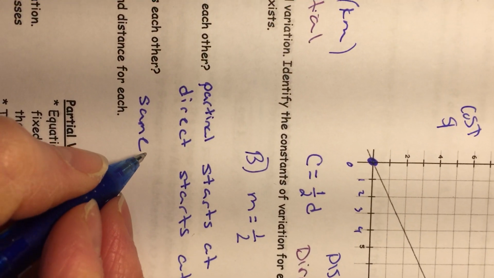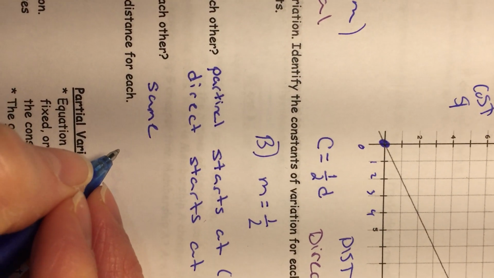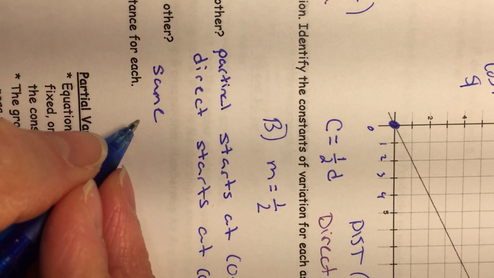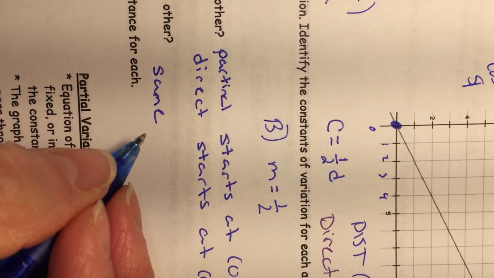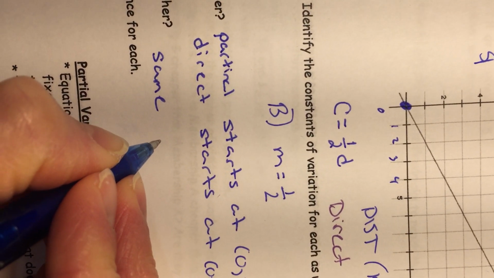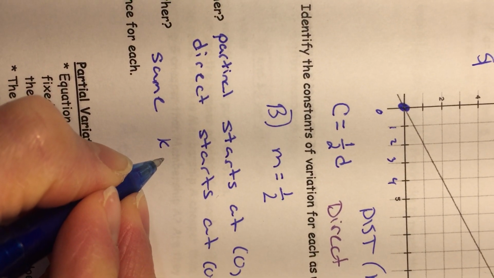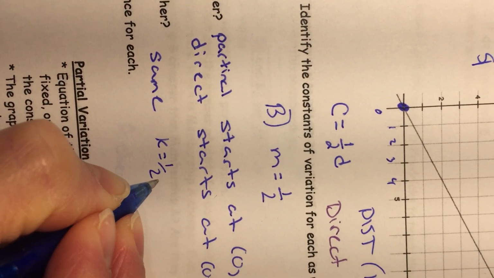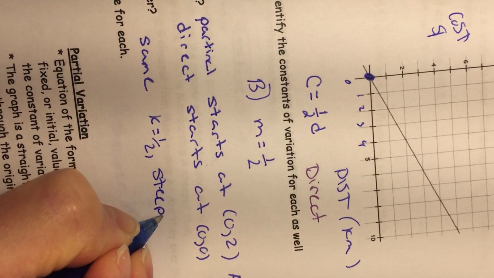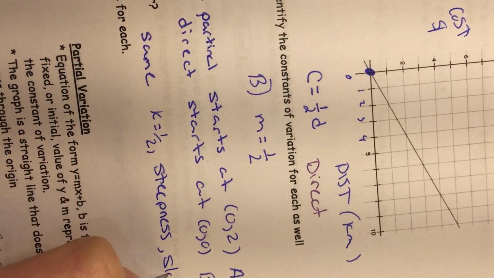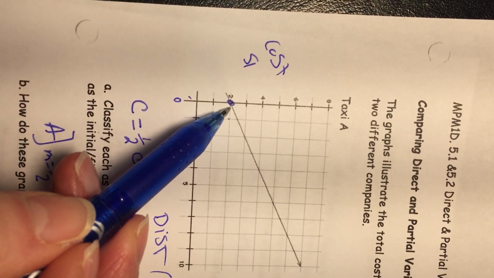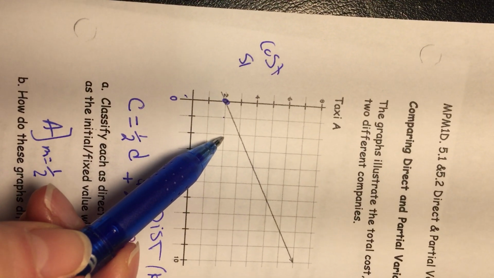What they have in common is the rate at which the taxi driver earns money for every hour or every kilometer after the beginning. So they have the same K value, same K, which is a half. And also by looking at the graphs, you'll see they have the same steepness or slope.